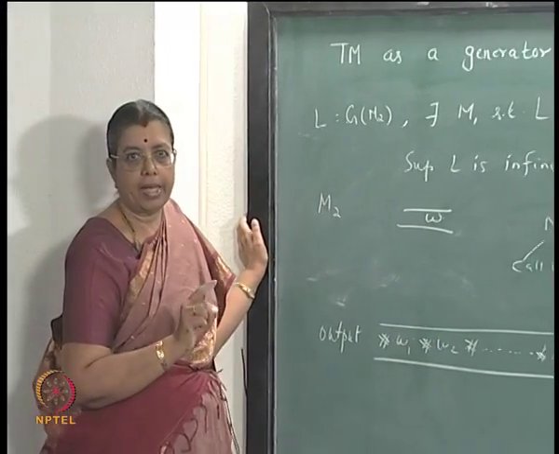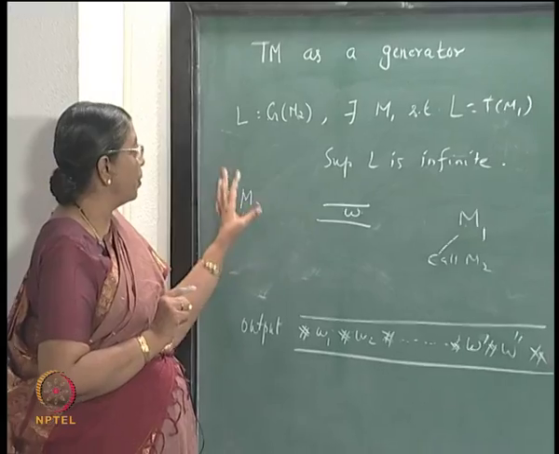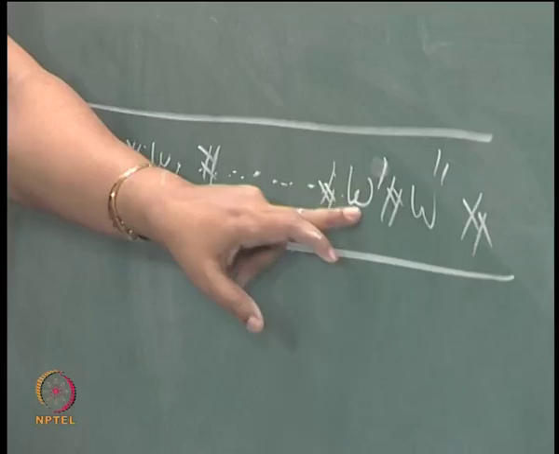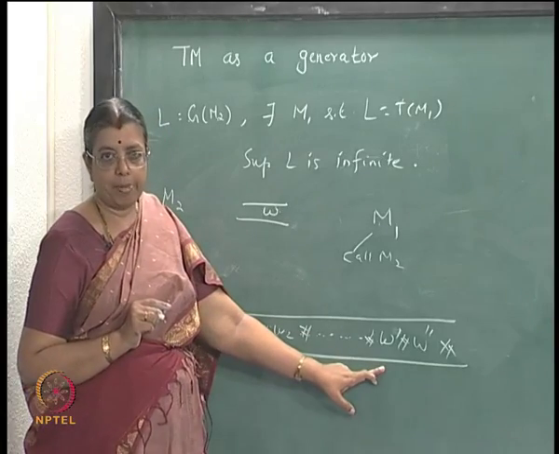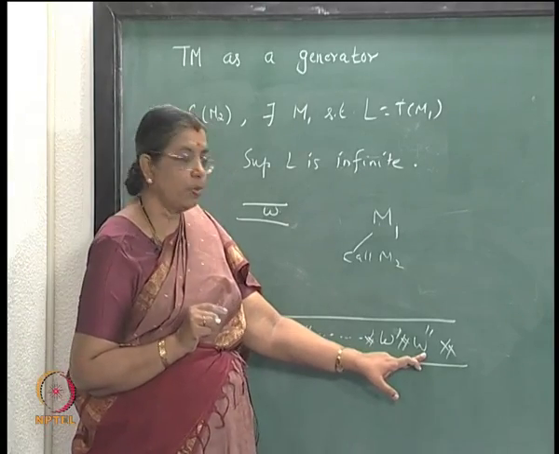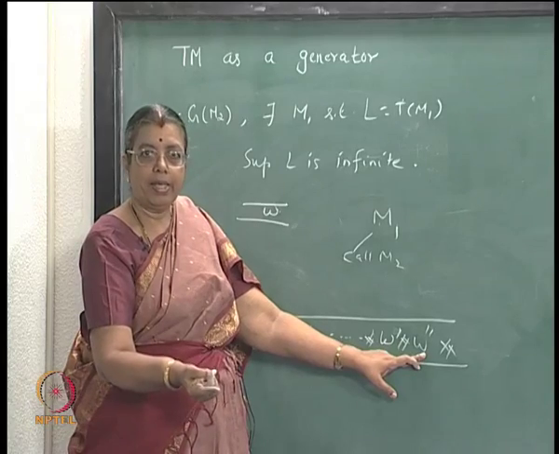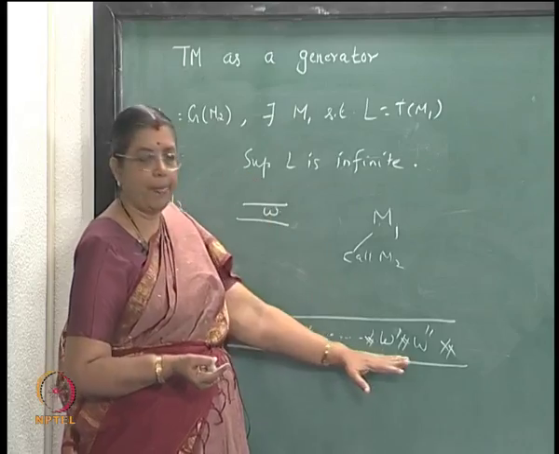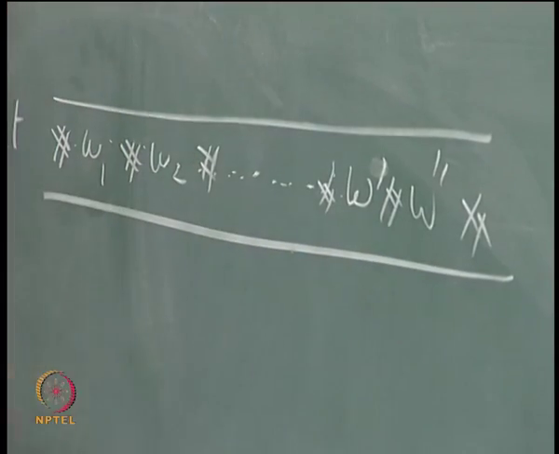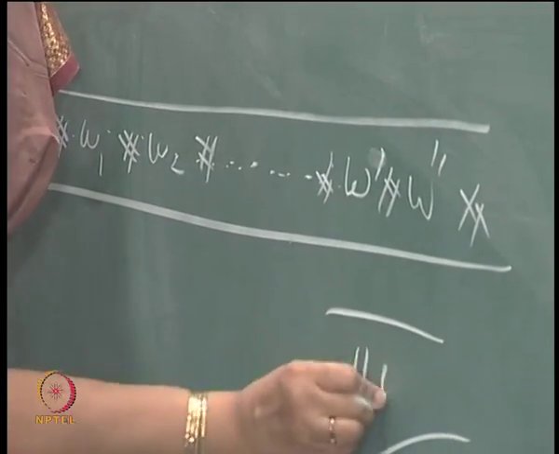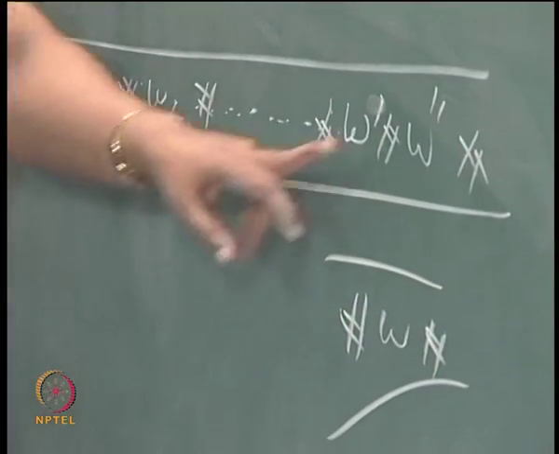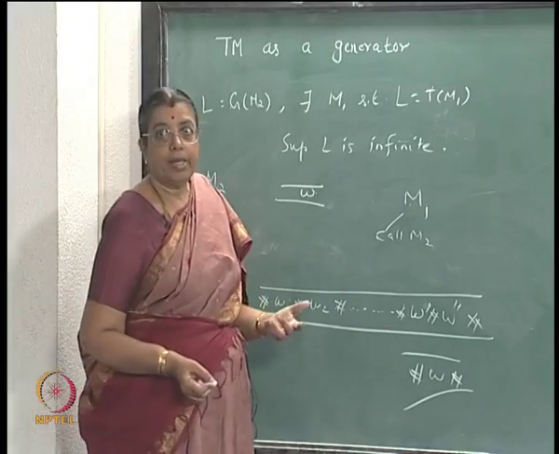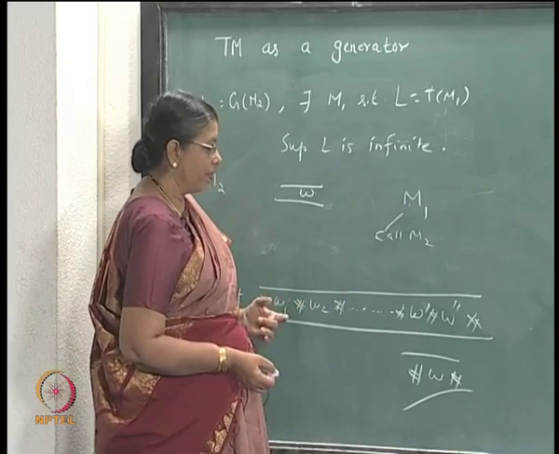If W is not in G of M2, then some string W dash which occurs before W in the enumeration will be printed, and next W2 dash which occurs after W in the enumeration will be printed. If W is in G of M2, it will be printed. So, two possibilities, either W will be printed or some W2 dash which occurs after W in the enumeration will be printed.